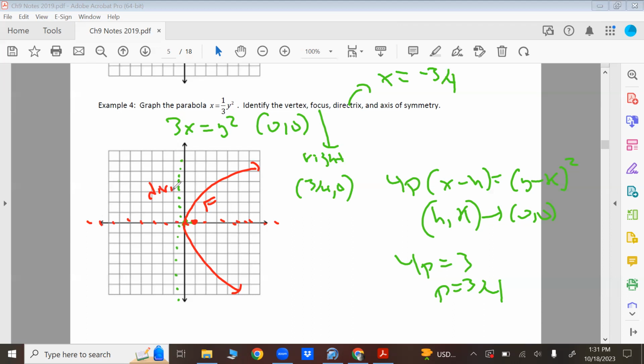I should have done them a little more accurately, just so you know. Actually, I didn't do too bad, because if I make a little table here, if I plug in 3 for x, y would be 3 or -3. So I didn't do too bad, but you do want to be a little more accurate, not as haphazard as I was. So that's example 4.